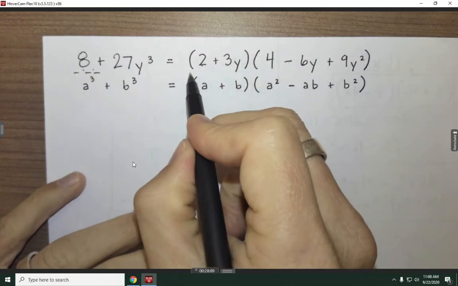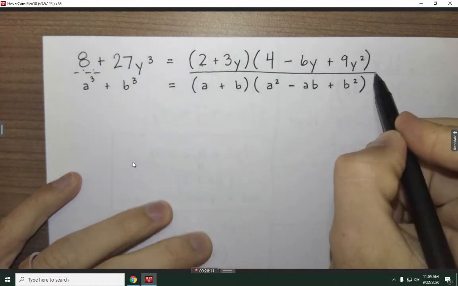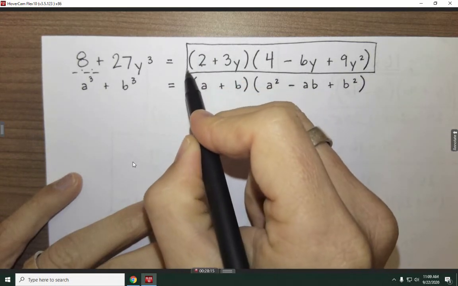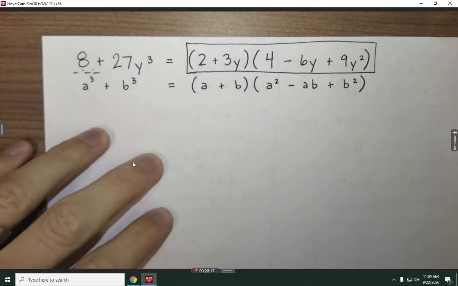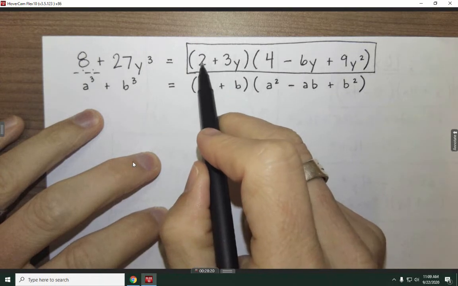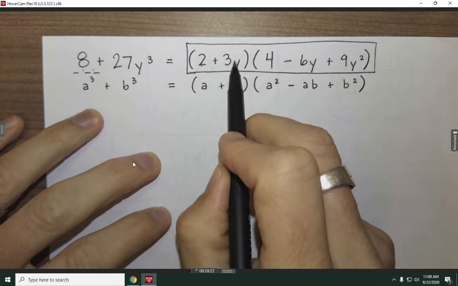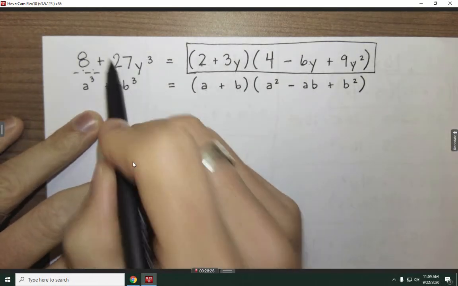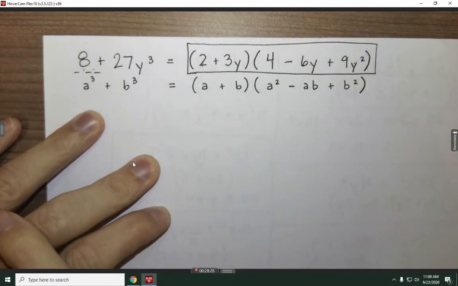And this is going to be our answer. Now, you're more than welcome to go through and see what happens here. And this is kind of neat to do. We'll do it right now. So what we're going to do is multiply this first term times all 3 of these, and our next term times all 3. And then we're going to combine them and see if we end back up with this 8 plus 27y cubed.